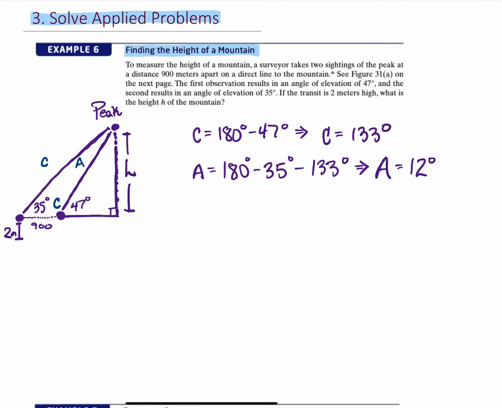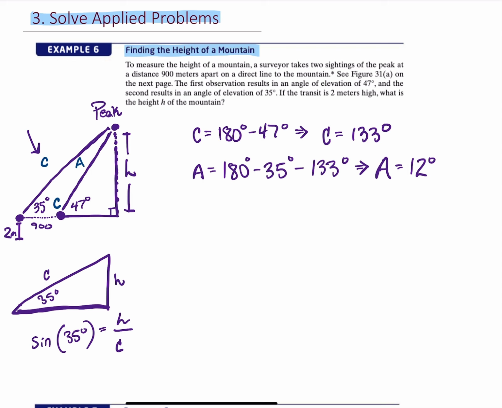So if I find out this side length C using this non-right triangle, then I can imagine just the total triangle where I have this 35-degree angle. We want to find the height, and so it would be useful to find this side length because then we can say the sine of 35 degrees would be the height over that side length C. And then we'd be able to solve for the height. So let's find this side length C using the law of sines.